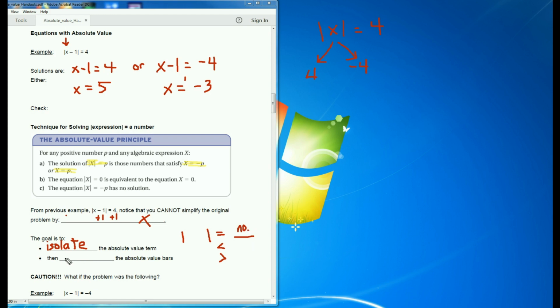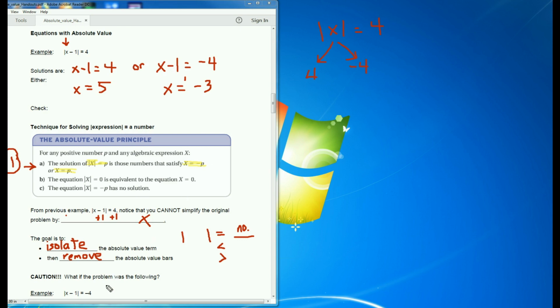Then the second step is to remove the absolute value bars. And you know, you can't just erase them. They don't just go away. What I mean when I say remove the absolute value bars is apply one of the techniques. Okay, so for example, this is the technique right here for removing the absolute value bars for an absolute value equation. Okay.